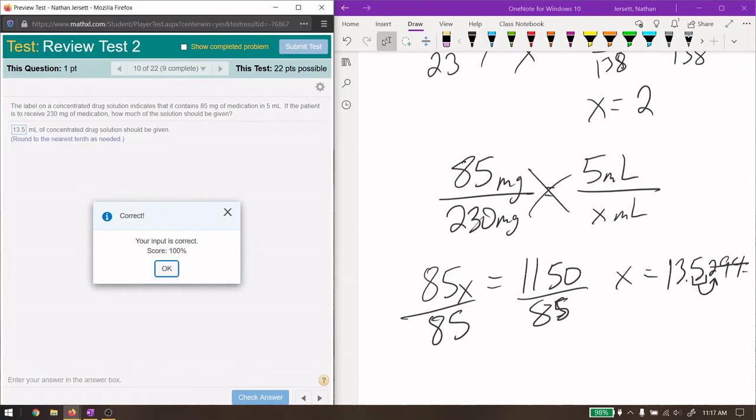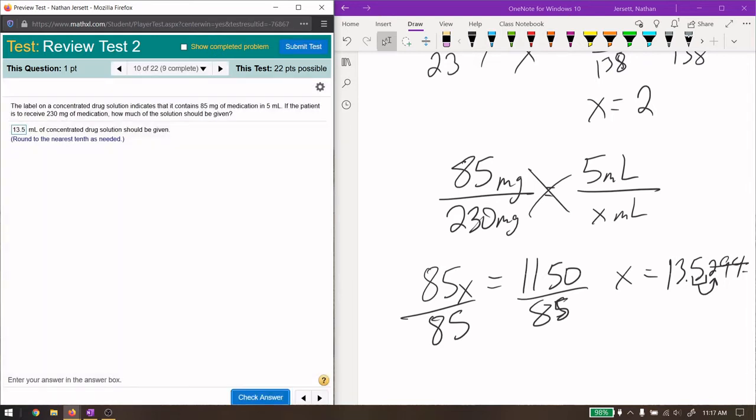Yep. A proportion, if you can make one, is probably the simplest way of doing these types of problems. And that you can always do when you have like 85 milligrams of medication, when you're looking at a new type of measurement, 230 milligrams of medication, how much solution? When you're always kind of scaling up or down any kind of thing, a proportion really works out very nicely. And it makes the mathematics very clean for what you're trying to do. All you have to do is cross multiply and divide. Oops, I already checked that one.